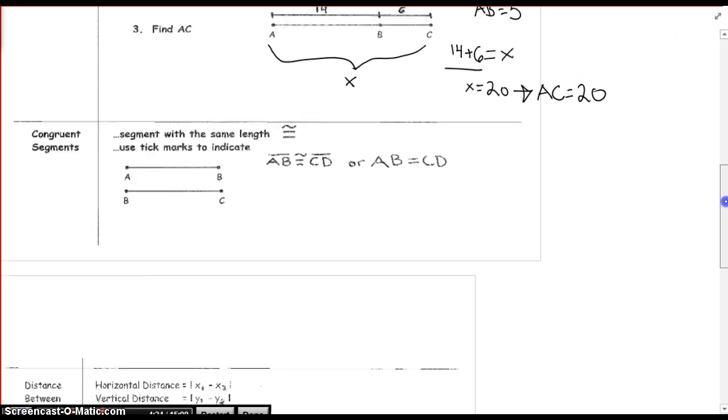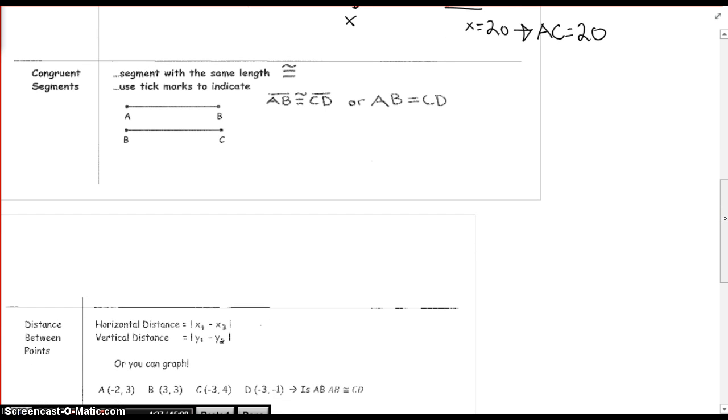Now, we've got congruent segments next. What we have here is basically saying that segments with the same length are congruent. We're going to use tick marks to indicate congruencies. So right here, if AB is congruent to CD, you just want to make little tick marks to show that both of those segments are exactly the same. So let's just say AB was 7. That means that BC would also be the distance of 7. That could be inches, that could be feet, that could be whatever.